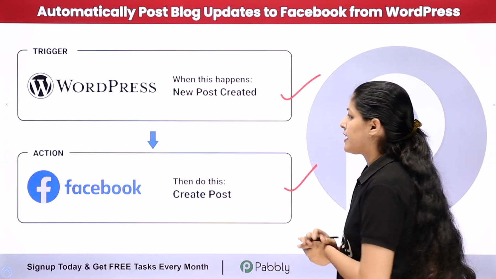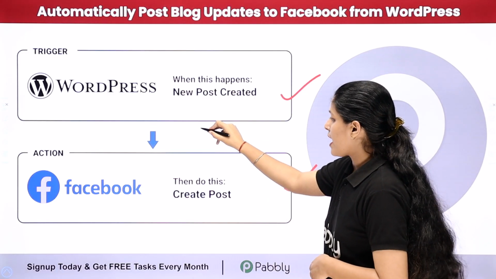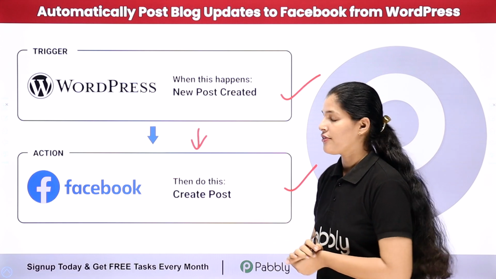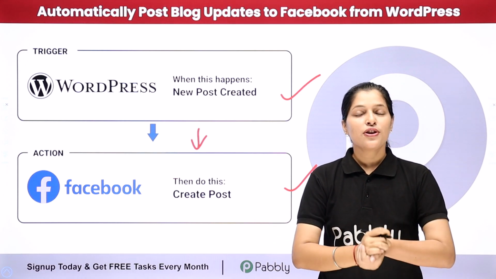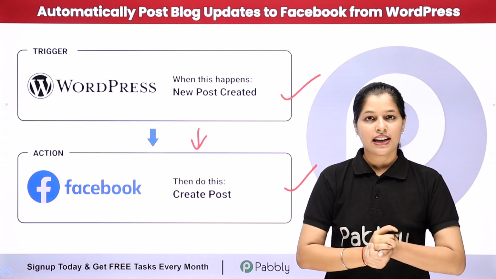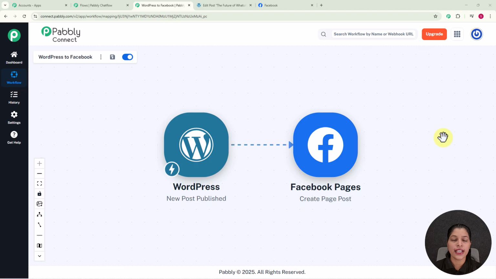So for building the connection between WordPress and Facebook, I am going to use an amazing software that is Pabbly Connect. So if you also want to build this automation, then let me take you towards my screen. Welcome to my screen. Right before you on my screen you can see I have connected these both apps, that is WordPress and Facebook pages, by using Pabbly Connect.